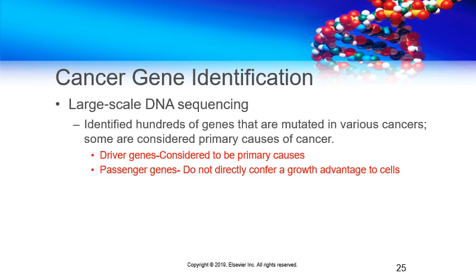All right, so for cancer gene identification, there are hundreds of genes that are mutated in various cancers. Some are considered the primary causes of cancer, and those are driver genes. So if they're driving, they're going to be in charge. Those are the primary causes. And then you have these passenger genes that don't directly have to do with the growth advantage to those cells.